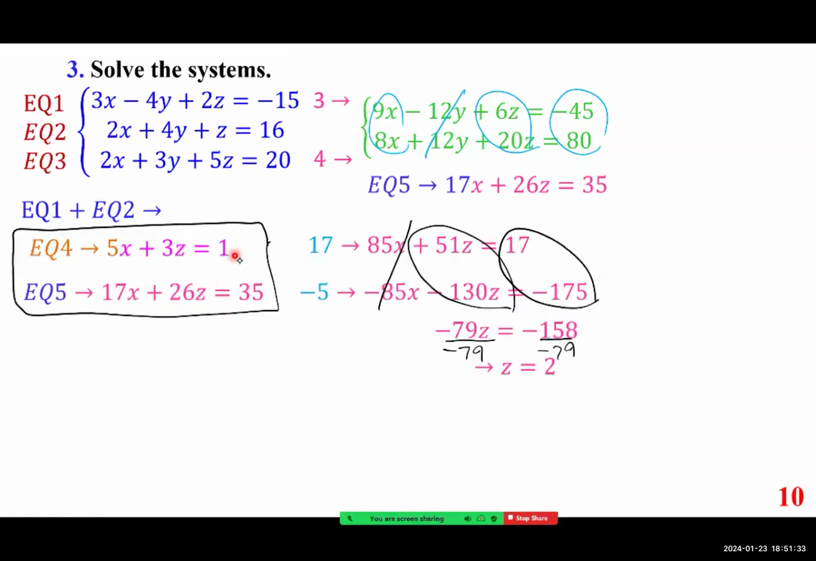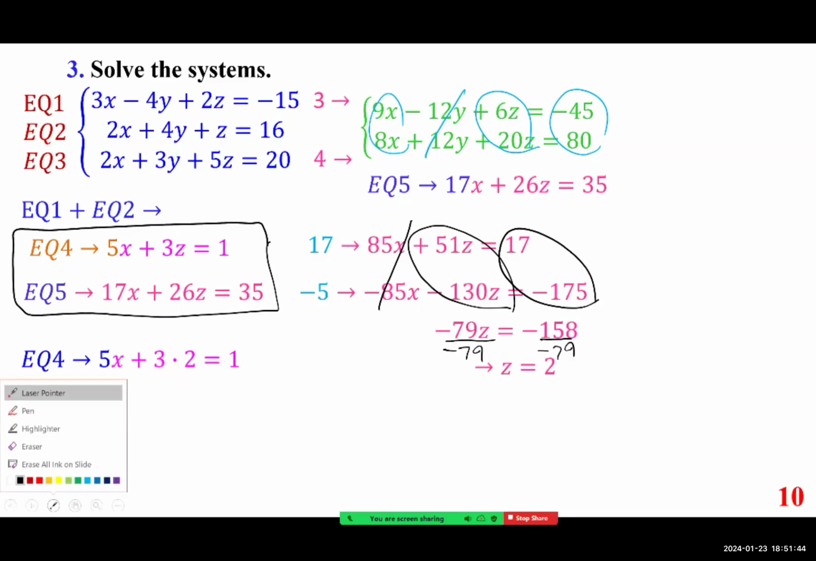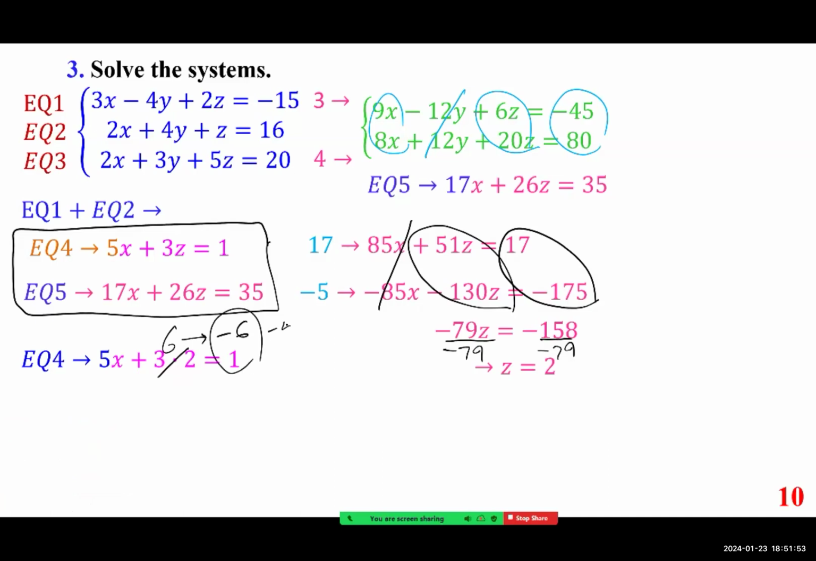So let's go with equation 4. 5 times x plus 3 times 2 equals 1. Of course, this is 6. Moves to the other side, becomes negative. And it becomes negative 5 divided by 5, and x becomes negative 1. So we got two of the variables.